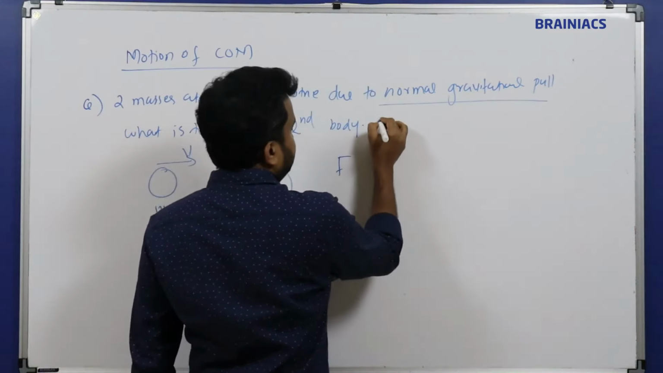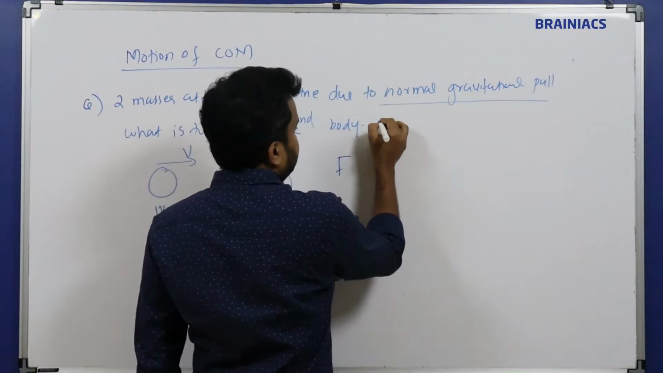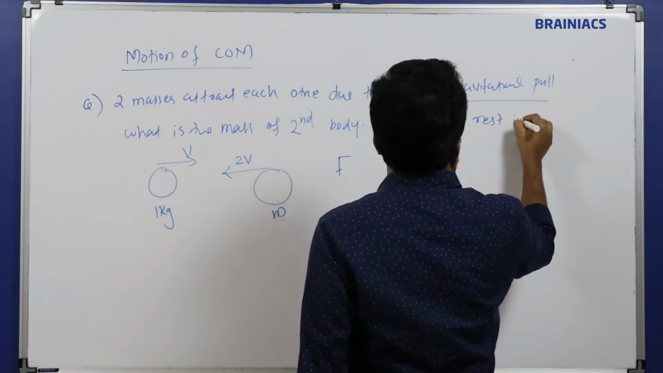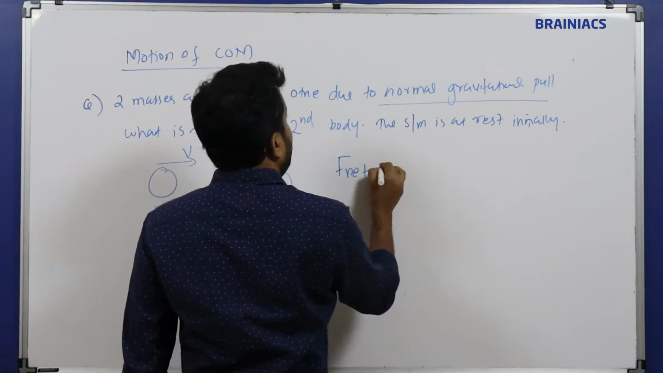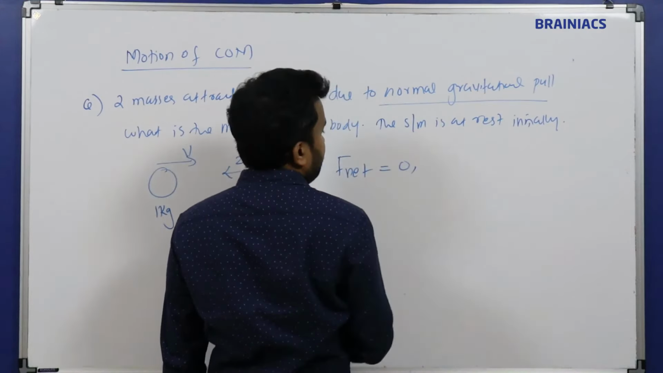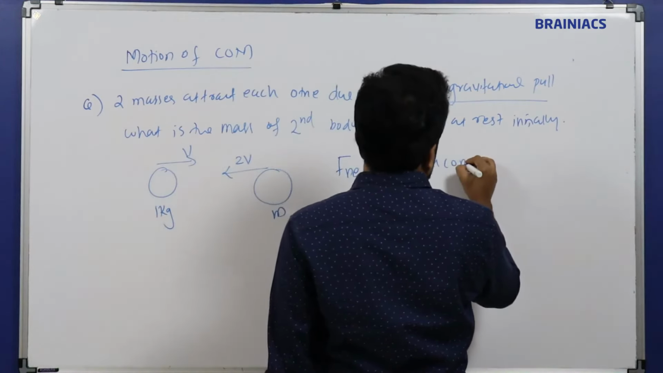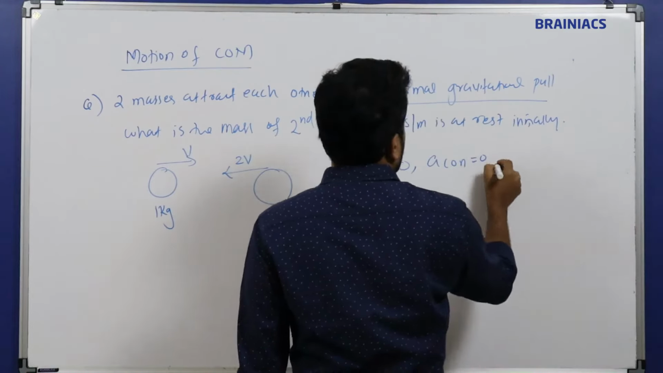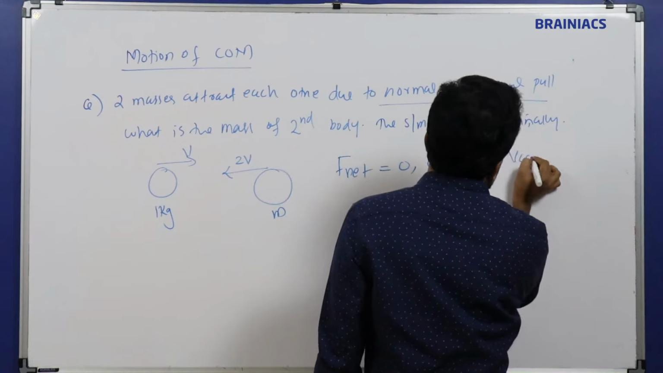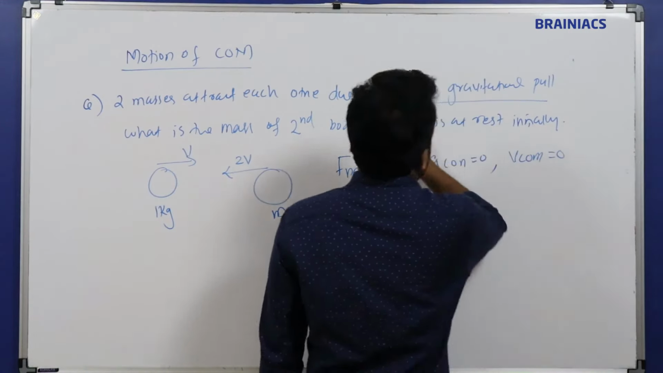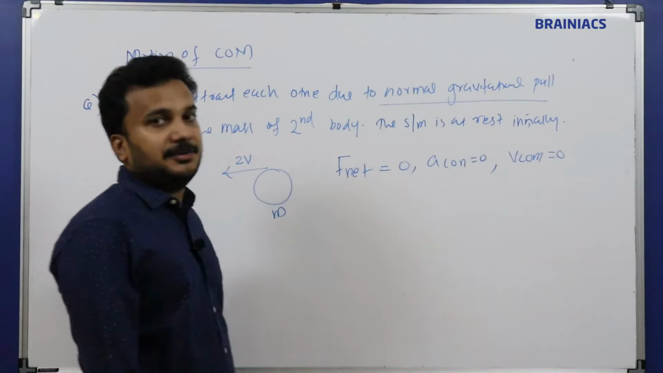So this means the system is at rest initially. At rest initially. So we can say we are not applying any external force. Acceleration of the system, a_COM, is equal to 0. Based on the initial conditions, v_COM is equal to 0. If the system is not at rest initially, if it is not given, it means velocity is a constant value, but F net is 0.